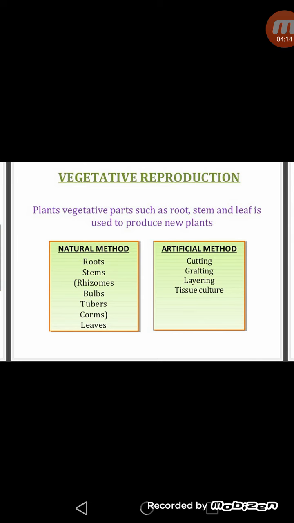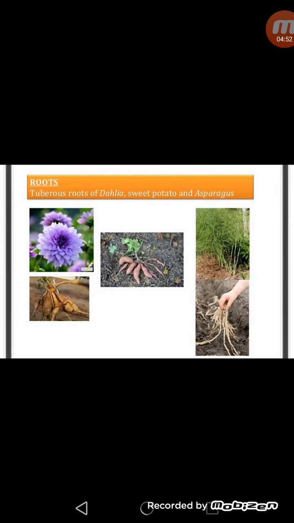As I told you, vegetative propagation, or we can say vegetative reproduction, means production of new plants from the vegetative parts like root, stem or leaf. It can be further divided into two categories: natural method and artificial method. As the name indicates, which occurs by itself, that is natural method, and if we do it artificially, that is called artificial method. Natural method occurs with the help of roots, stems of different types like rhizomes, bulbs, tubers, corms, and with the help of leaves. In the same way, artificial methods are of different types like cutting, grafting, layering and tissue culture. Firstly, how vegetative propagation occurs by roots.